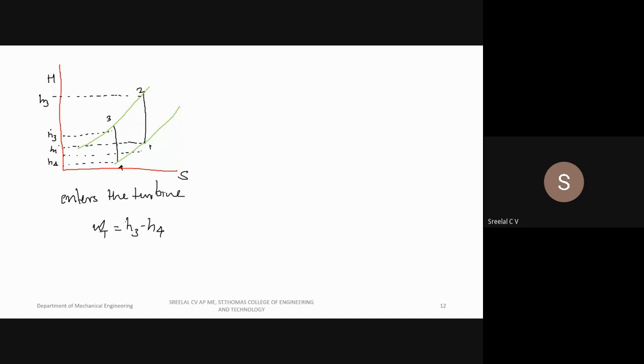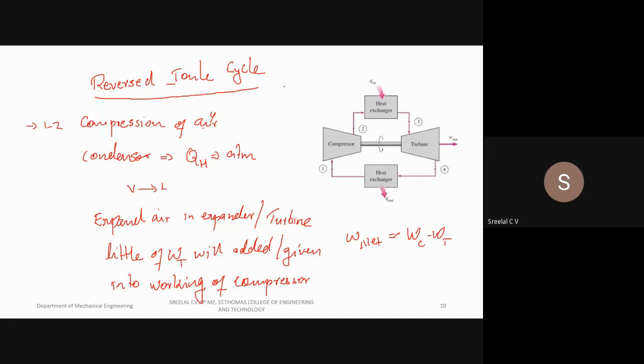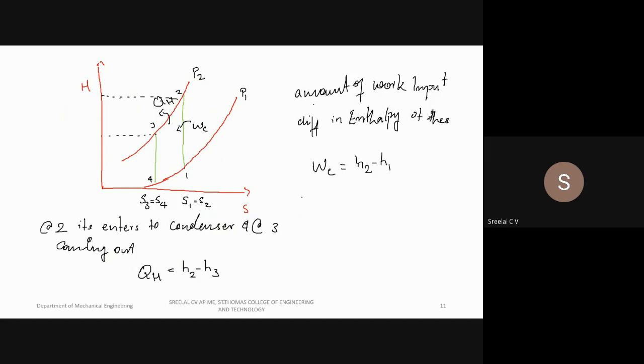Then after this turbine, after this expansion, that particular fluid will be entering into the evaporator. So in the evaporator, what happens? We already discussed, the heat will be absorbed. Okay, evaporator, heat absorbed. So QL, this refrigerating effect, equal to H1 minus H4.